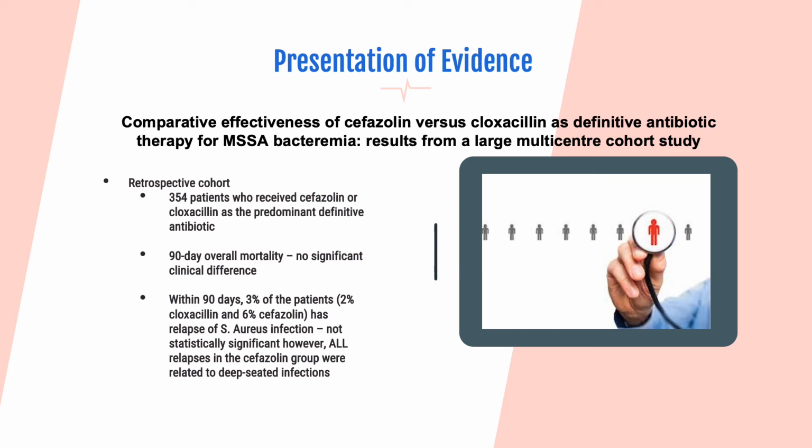Given the observational nature of this study, it is possible that physician choice of treatment may contribute to selection bias. The authors discussed that patients with deep-seated infections, including endocarditis, were more likely to receive cloxacillin. Physicians may be reluctant to treat severe infections with cefazolin, which may account for higher mortality in cloxacillin patients. The authors concluded that cefazolin could be considered as first-line treatment for MSSA bacteremia without endocarditis or deep-seated infections.